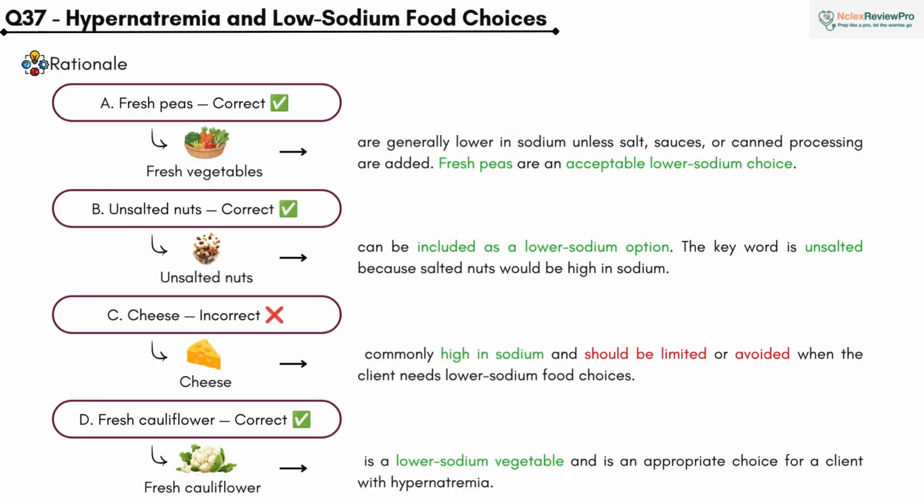The key idea here is that a sodium level of 150 is above the normal range. Normal sodium is about 135 to 145 milliequivalents per liter. So this client has hypernatremia, and the nurse should reinforce lower sodium food choices. Option A is correct. Fresh peas are generally lower in sodium unless salt, sauces, or canned processing are added. Fresh vegetables are usually better choices for a client who needs to reduce sodium. Option B is correct. Unsalted nuts can be included as a lower sodium option. The key word is unsalted. Salted nuts would not be the best choice.